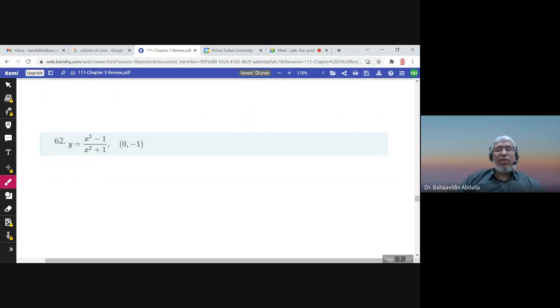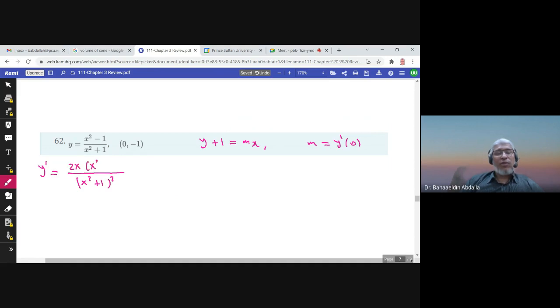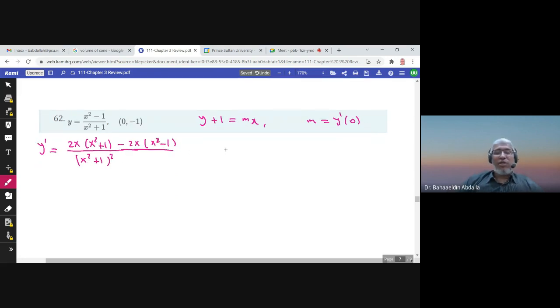Find an equation of the tangent line. Well, it is y plus 1 equals m times x minus 0, or just x, where m is y prime at 0. So let us find y prime, using the quotient rule, over x squared plus 1 to the power 2. The derivative of the numerator is 2x. The derivative of the denominator is 2x. Well, I can simplify y prime, but I just need y prime at 0, so I'll do it quickly.